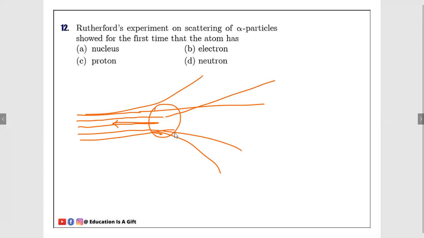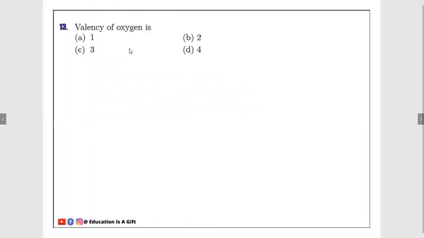By this he concluded atom has one tiny central core where total mass is concentrated, and that tiny central core is positive charge, and he named it as nucleus. So Rutherford told about nucleus. Electron was discovered by J.J. Thomson. And proton, we have to go with Goldstein. Neutron, James Chadwick.